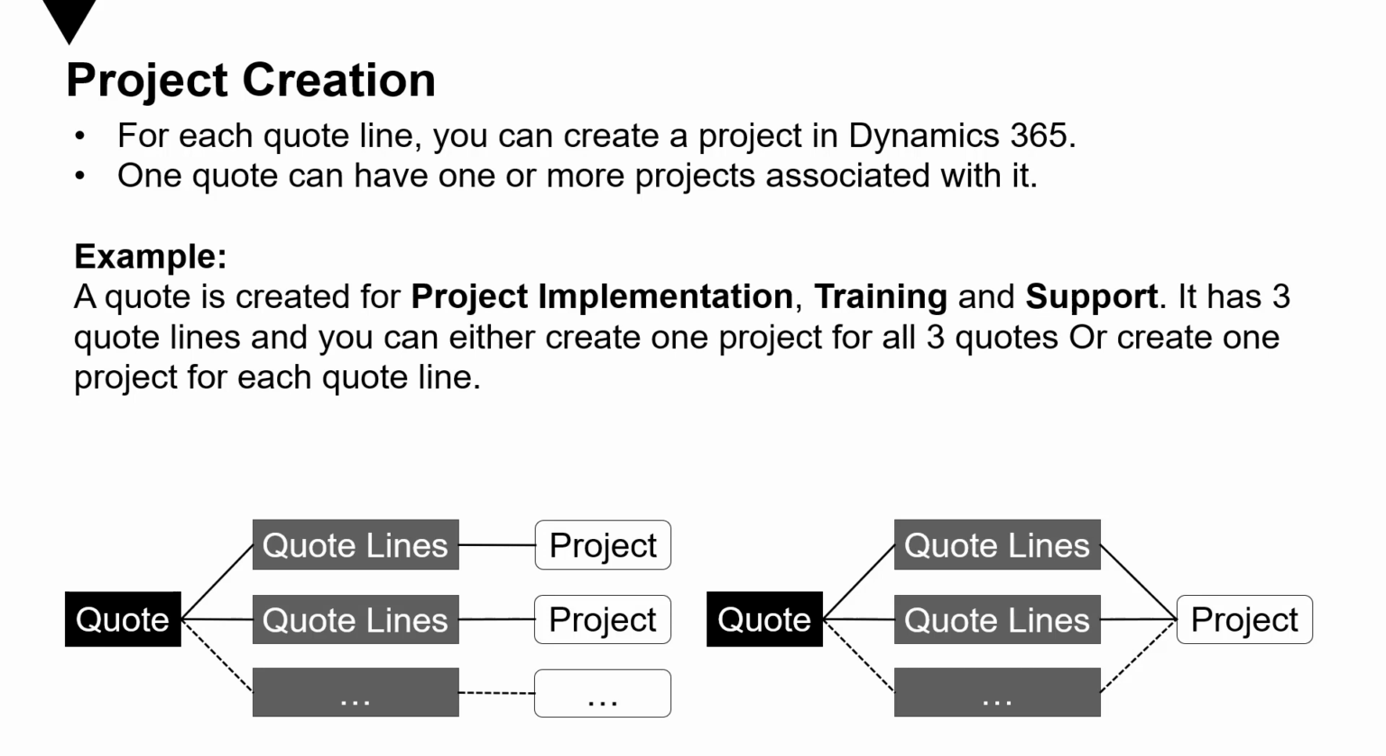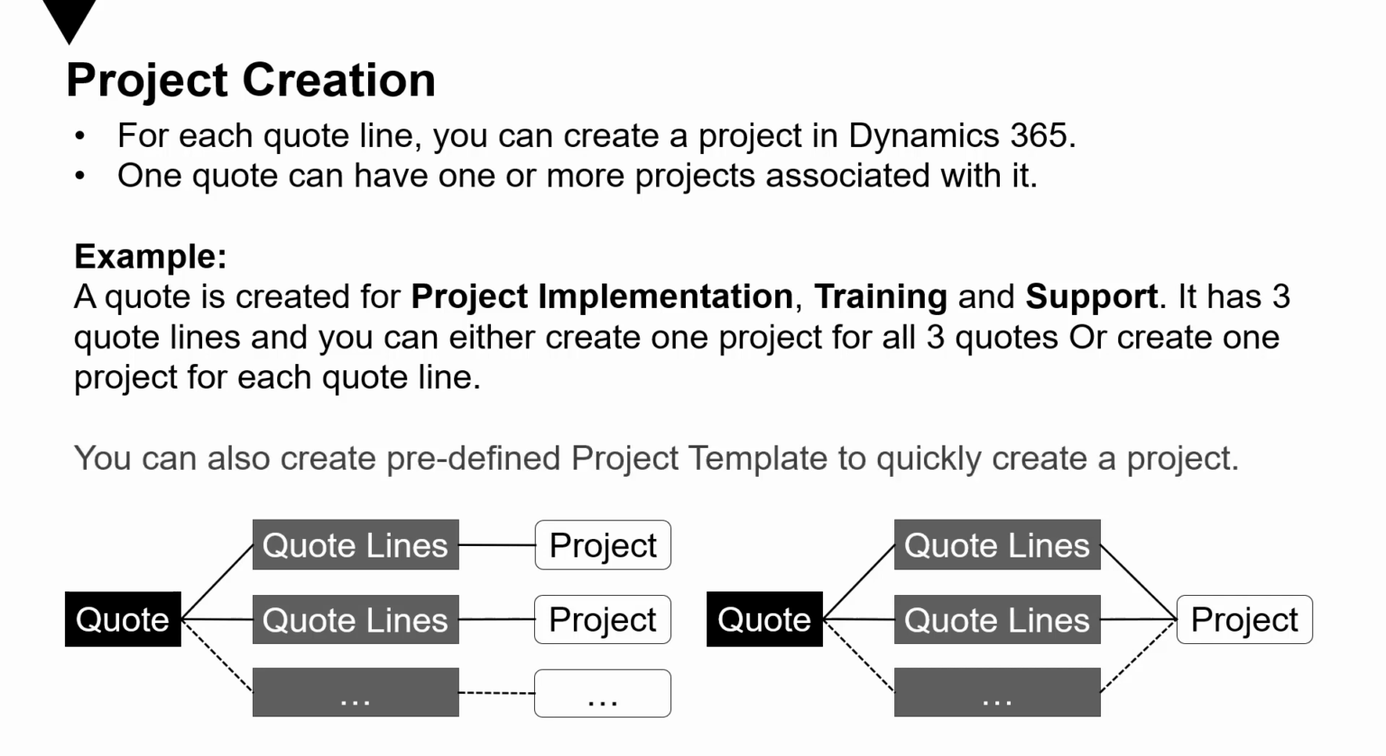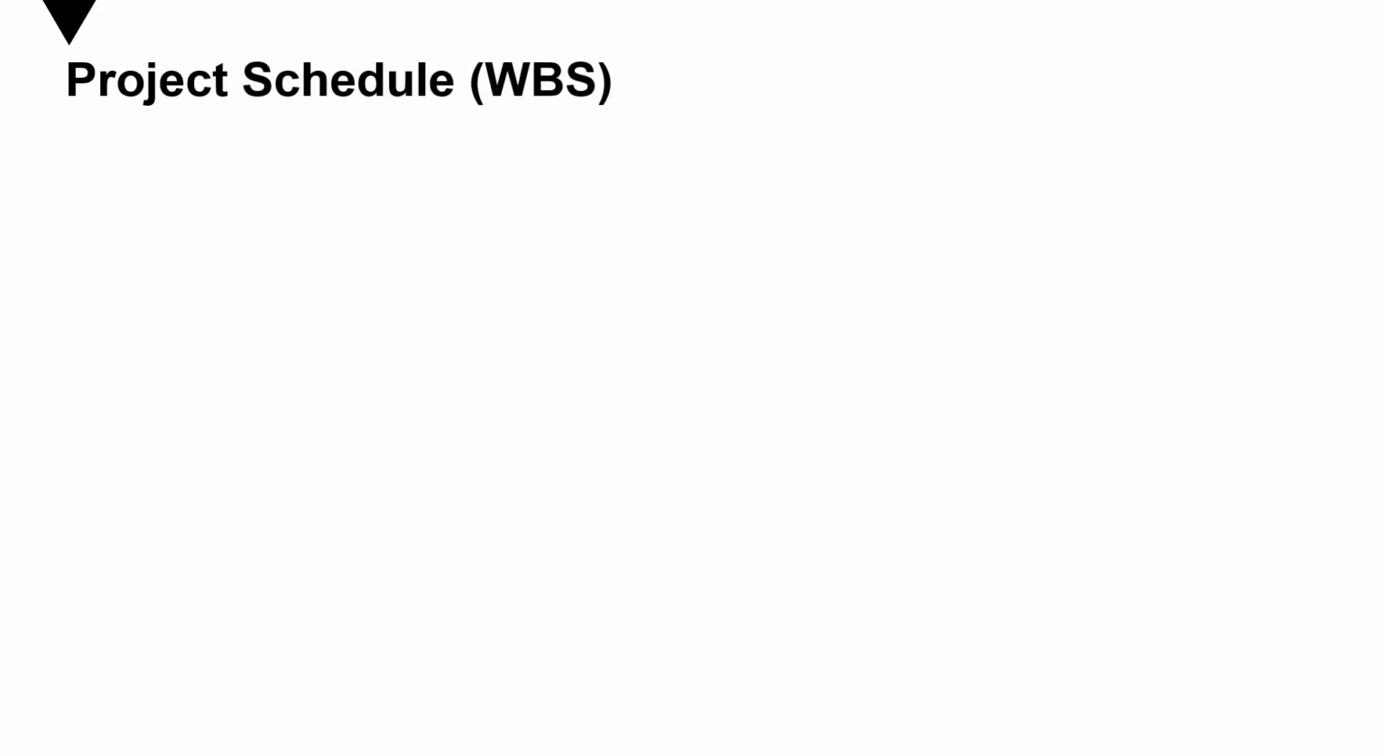So for example, a code is created for project implementation, training, and support, and it has 3 code lines, and you can either create one project for all the 3 code lines, or you can create one project for each code line. Right? And above that, you can also create predefined project templates to quickly create a project. So if you're dealing with similar kinds of projects, you can create a project template out of it. And whenever a project comes, you can use that template to create a project very quickly and just make little modifications to it.